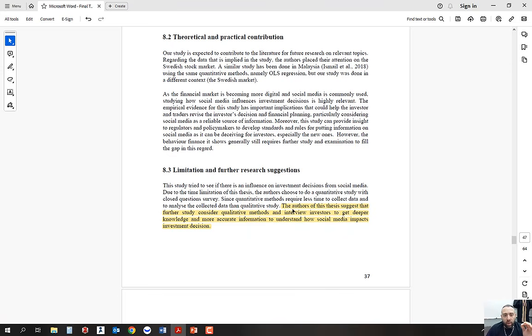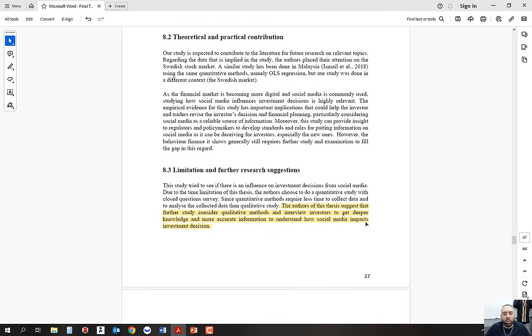So the authors of this study are clearly telling you that they did a quantitative study, and they are implying that doing a qualitative study may give you more insight. So ideally, if you were looking to do a study on investments and, say, social media, then in this case, it's clearly telling you to do a qualitative study and interview investors, okay? That already is telling you what to do for future research.